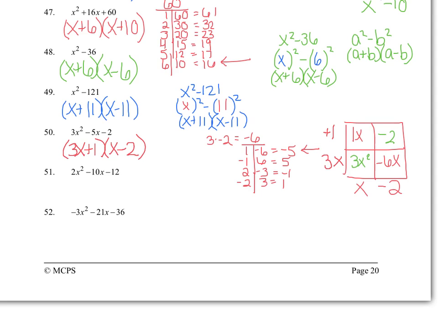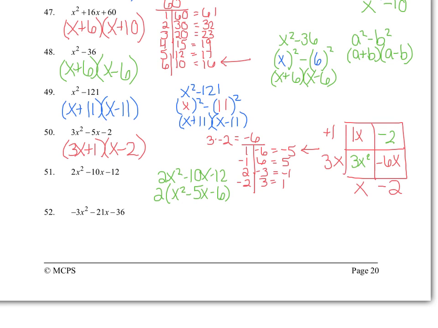51. 2x squared minus 10x minus 12. Remember that I just said the first thing you need to do is look for a GCF. It will make these problems easier every time. Well, 2, negative 10, and negative 12 are all even numbers. So if I have 2x squared minus 10x minus 12, I can factor out a 2, and I'm left with x squared minus 5x minus 6.